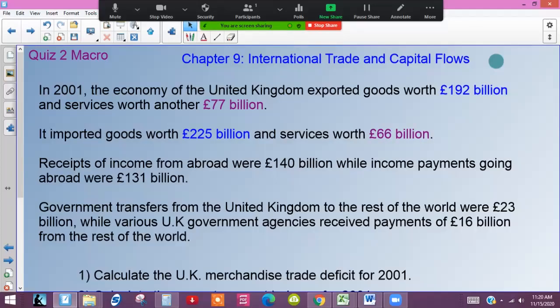Hi, guys. We're looking at Chapter 9, International Trade and Capital Flows.